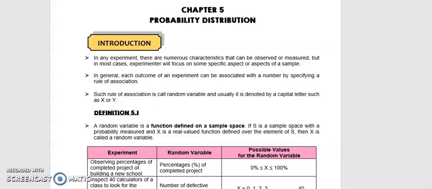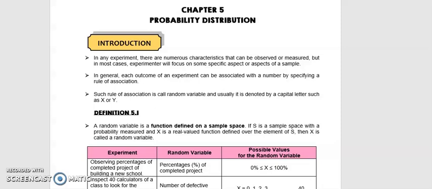Okay, in this video, we're going to learn about probability distribution, the last chapter. Under this topic, we will look at probability distribution for two random variables, which are discrete random variable and continuous random variable. Before that, recall from chapter 1, what is meant by discrete and continuous random variable.